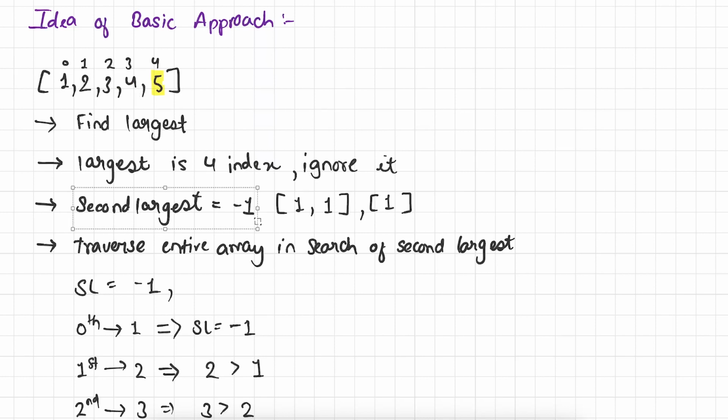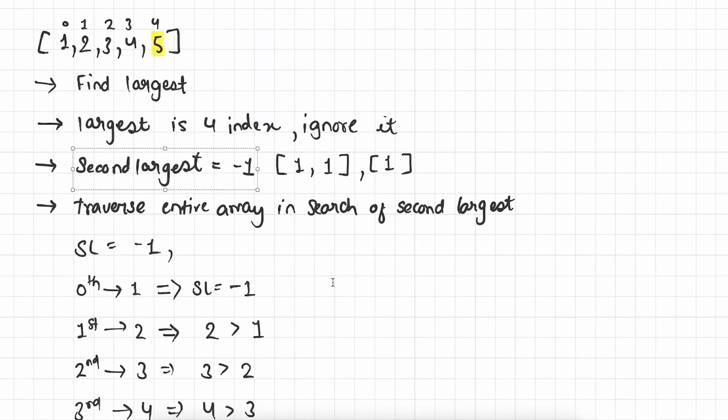Now we declare a second variable with the name second largest and we initialize this variable to -1. Why -1? Because we only know the largest number till now. We do not know anything about the second largest number. The reason is simple: sometimes you may get an array like this, where there is no second largest element present. You can find only the largest element. That is why we are initializing the variable to -1, meaning we do not know anything till now.